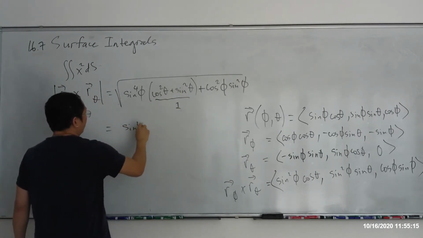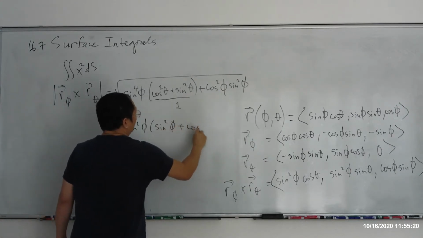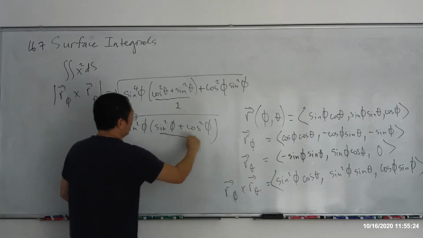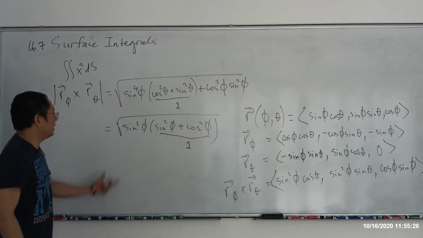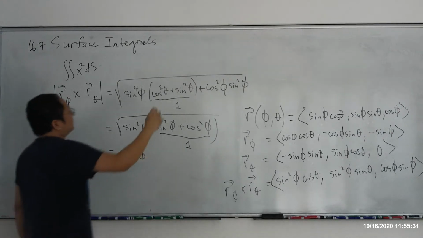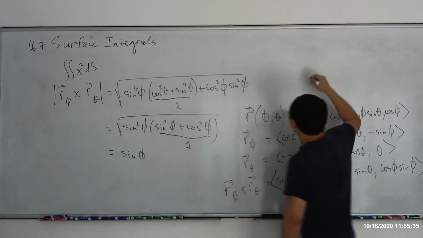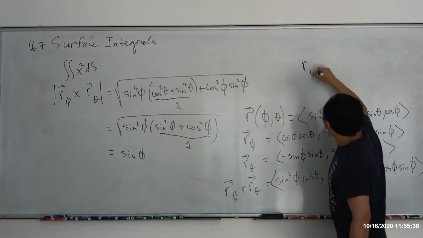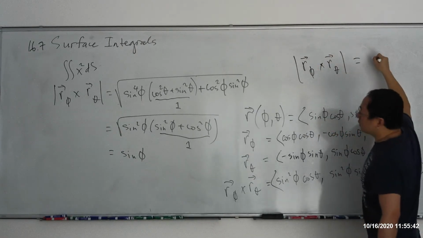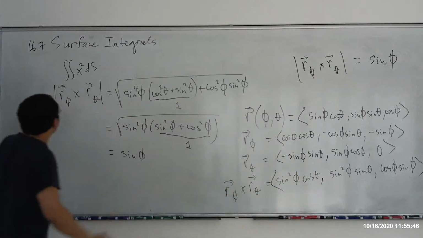Okay, so the first term and the last term is what? Factor out the sine square phi. I got sine square phi plus cosine square phi. And don't forget that we have square root. And again, this is 1. Square root is equal to sine phi. Okay, so anyway, this is r, the parametric surface of the sphere, and we have the magnitude of r phi cross r theta is equal to sine phi. We did it a couple times. Okay?